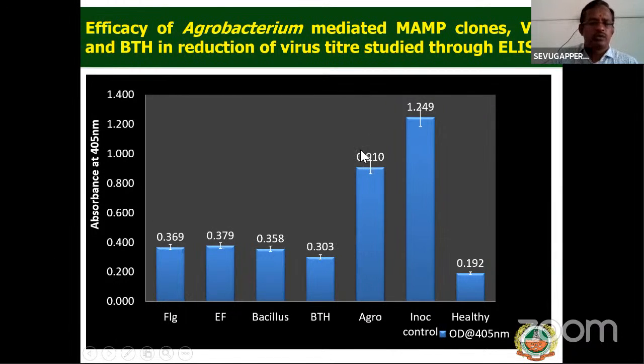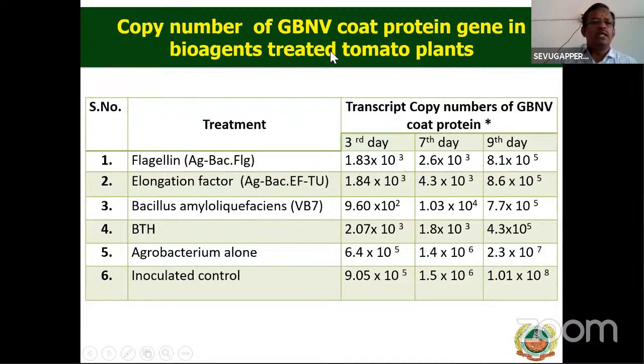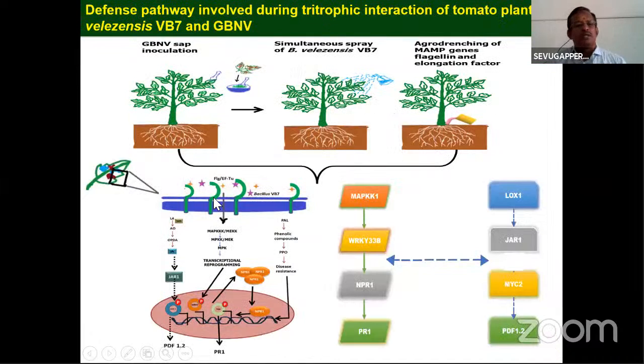We would like to substantiate that through ELISA for the virus titer, which indicated that in the inoculated control the virus titer was 1.2, whereas in the case of flagellin, elongation factor, Bacillus and BTH, more than a 200-fold reduction in virus titer was noticed. Not only that, we also documented the level of the coat protein CP gene expression. The CP gene expression was also very much reduced, which was 10 to the power 5 in the inoculated control, whereas in Bacillus amyloliquefaciens it was 10 power 2, and in the case of flagellin and elongation factor it was 10 power 3.